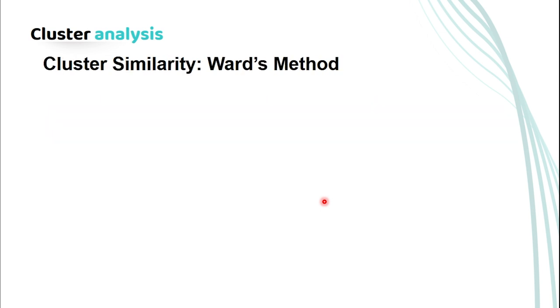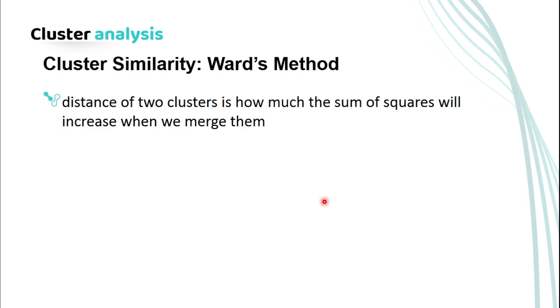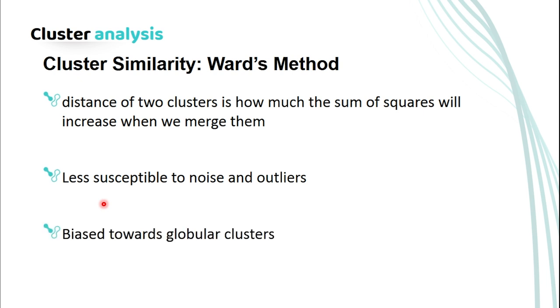Another method is Ward's method. The distance of two clusters is how much the sum of squares will increase when we merge them. So we want to calculate the increase in the sum of squares when we merge these two clusters. This kind of method is less susceptible to noise and outliers, and biased toward globular clusters.